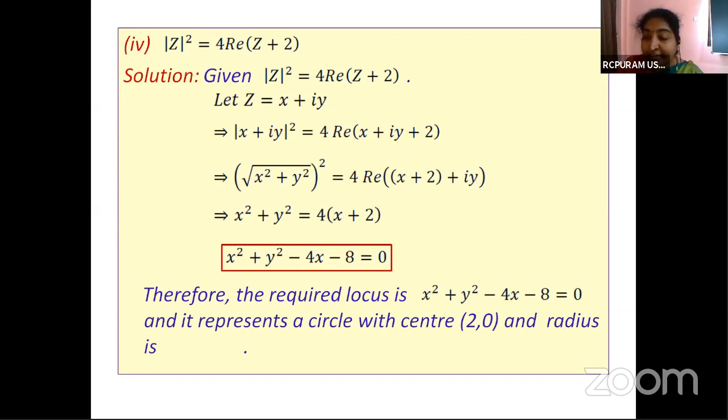How do we calculate the center? Center is (minus g, minus f), children. Here the g value is minus 2 and f value is 0. So minus g, minus f becomes (2, 0). And the formula for radius is root of g square plus f square minus c. So when you calculate that, it comes to 2 root 3 units. So when a problem asks to describe the geometrical analysis, you need to write this, children. It is not sufficient to just mention the locus. What this locus is representing also needs to be mentioned in the problem.